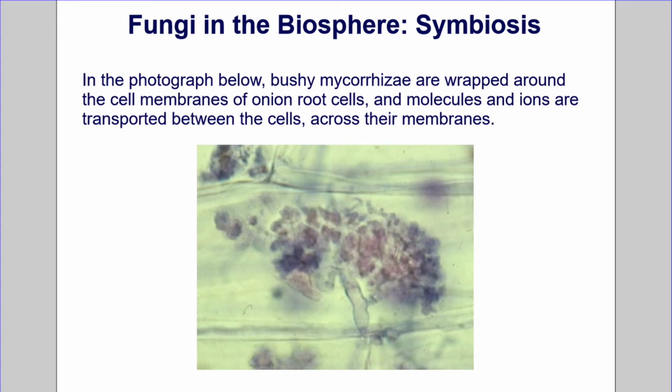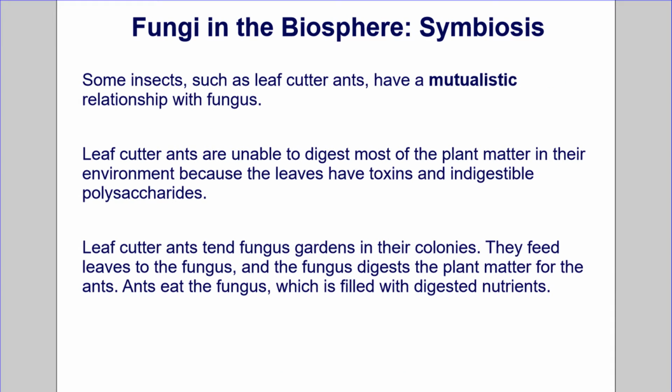Fungi in the Biosphere. Symbiosis. In the photograph below, bushy mycorrhizae are wrapped around the cell membranes of onion root cells, and molecules and ions are transported between the cells, across their membranes. Some insects, such as leafcutter ants, have a mutualistic relationship with fungus.